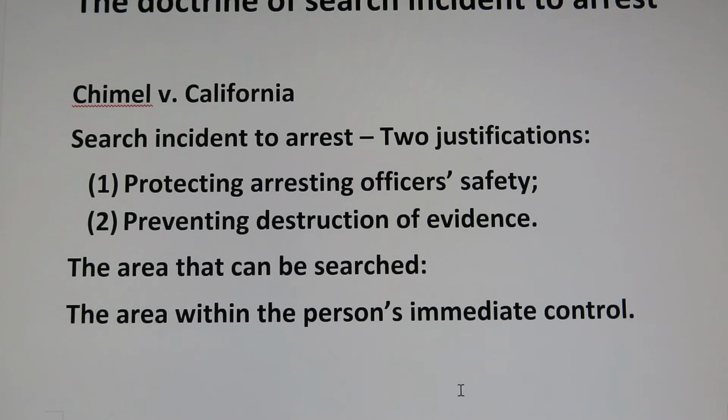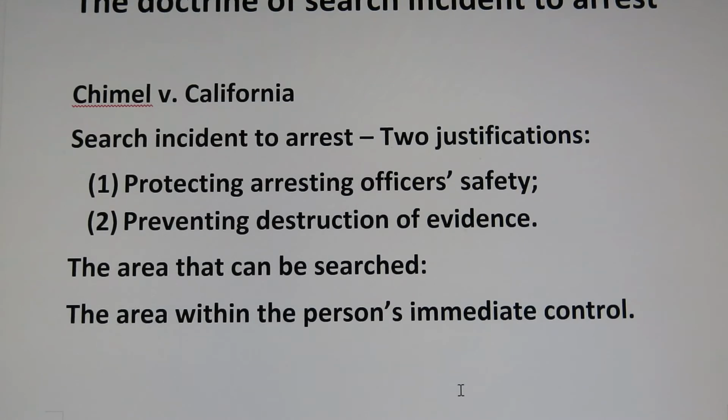So we said in Chimel versus California, the ruling of the court was that this police search was illegal. Why was the police search illegal? Because police went beyond the person's immediate control when they conducted the search. Where did the police search? The police went upstairs, even though the person was arrested downstairs. And then the police went into the person's bedroom upstairs, and they found this criminal evidence.